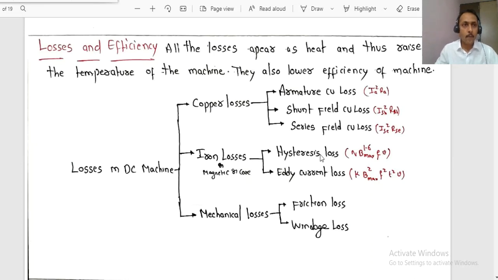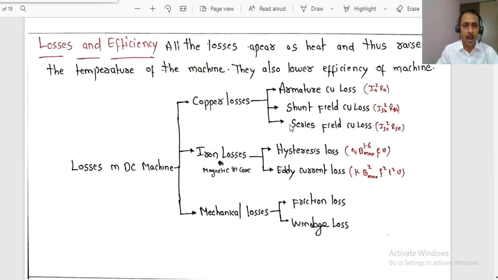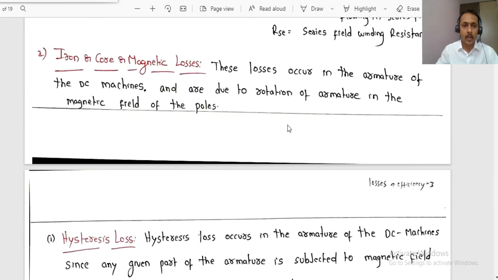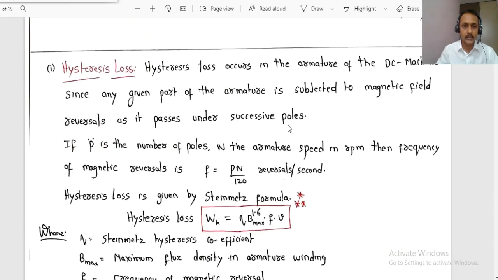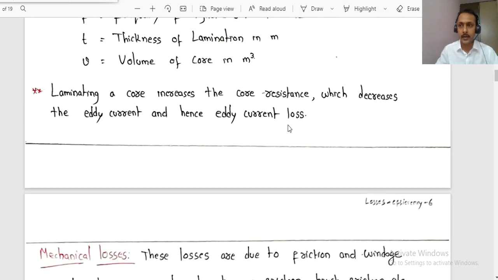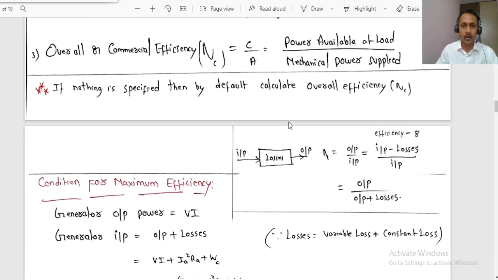In this video, we are going to discuss different losses and efficiency in a DC machine, and we will discuss its classification and also the formulas related to the losses. We will also discuss some examples of how to calculate the different losses and efficiency for a given DC machine based upon the data given, right?